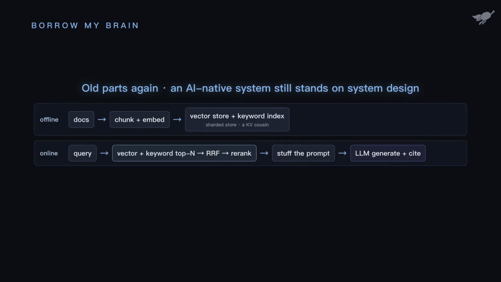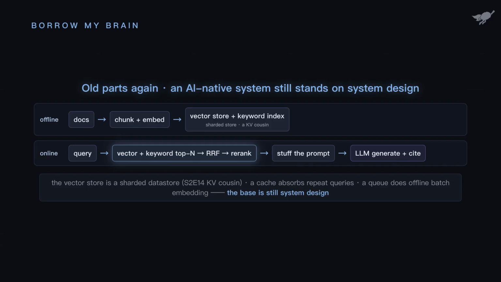Notice something? More than half of this is old parts again. A vector store is just a sharded data store, a close cousin of the KV store we designed last season. A cache blocks the repeat questions. A queue handles the offline batch embedding. AI native systems, the foundation is still that same old system design.